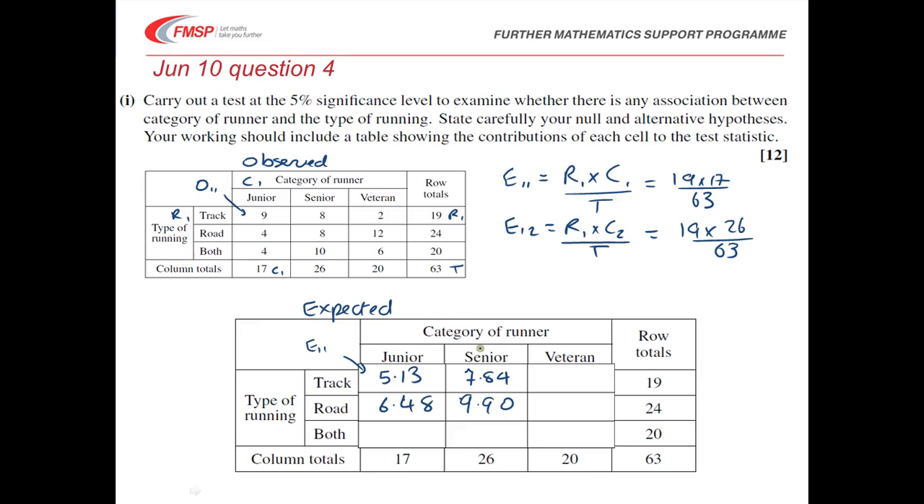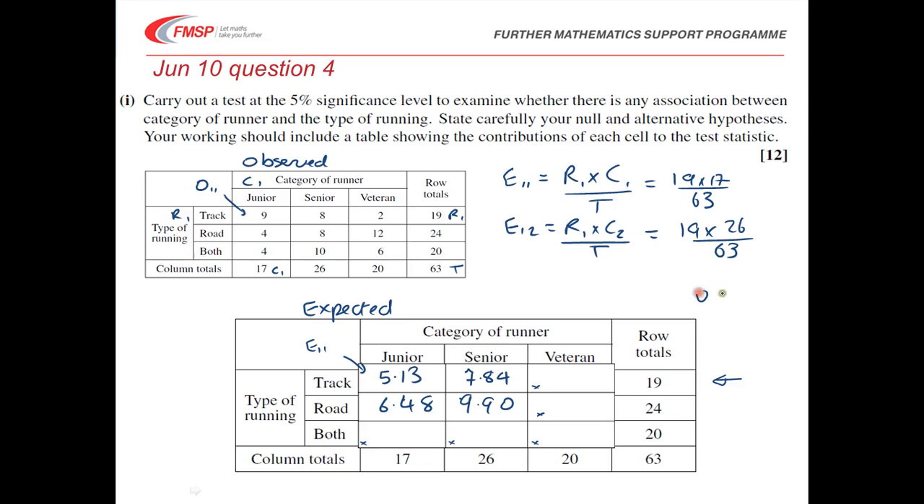Now, bit of advice here. The degrees of freedom, which we'll talk about in a minute, is the minimum number of cells required to be filled in to generate the rest of the table. Here I can generate every other value. Because I know these two values in the row, I can work out track veteran. I can also work out road veteran, because the column and row totals must be fixed. Likewise, I can work out both running in each case and then the final one. So here I have 4 degrees of freedom.